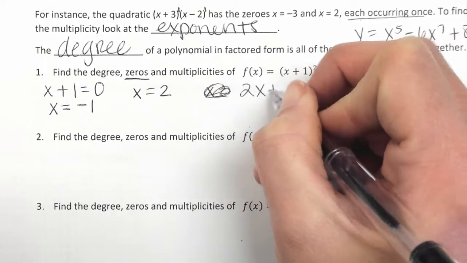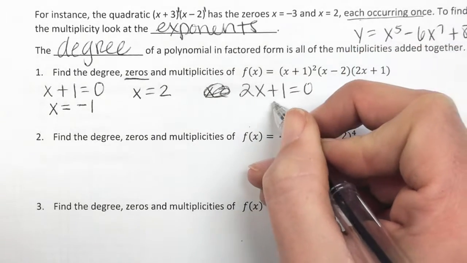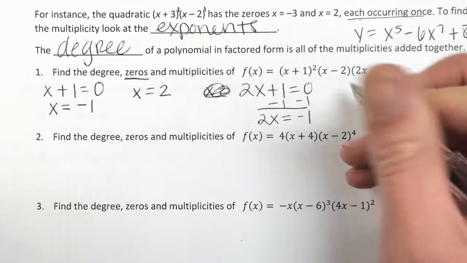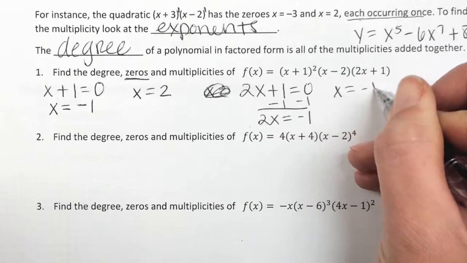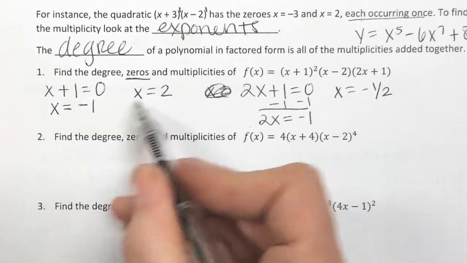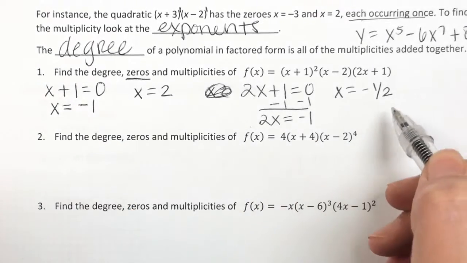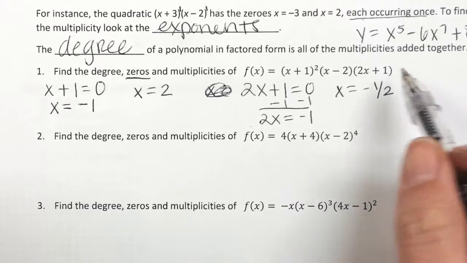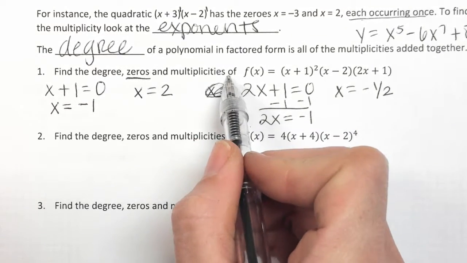2x plus 1 equal to 0. We'd have to do what first? Subtract 1. 2x equals negative 1. So we divide by 2, so x would equal negative 1/2. So these are all our zeros, which means that each of these spots, they touch the x-axis at those points, right? Alright, now we're going to talk about the multiplicities of each one.